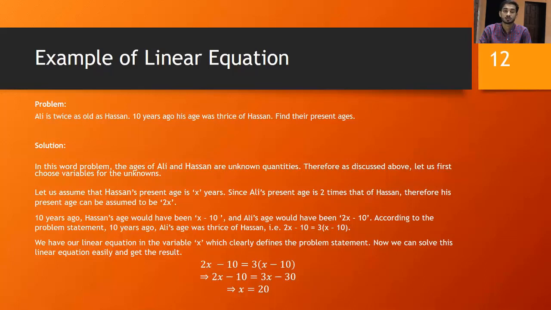So according to the problem statement, 10 years ago, Ali's age was thrice that of Hassan. So, 2x - 10 = 3(x - 10). We have our linear equation in the variable x, which clearly defines the problem statement. Now we can solve this linear equation easily and get the result. So in the last, you can see the results of how we solve this problem.